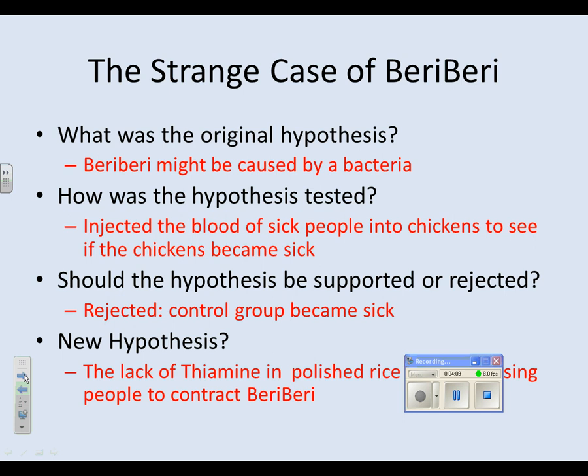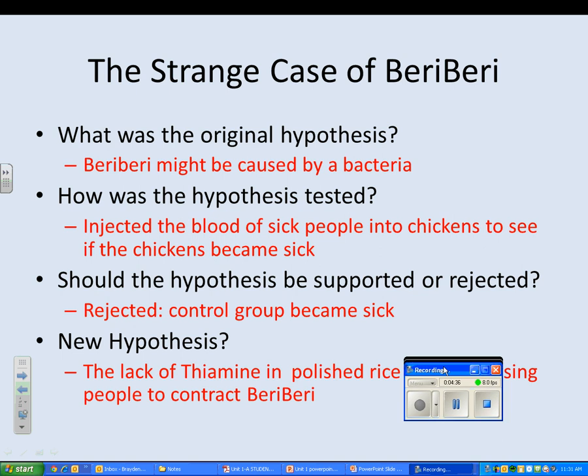Anyways, how was the hypothesis tested? You can read the very next sentence. They injected the blood of sick people into chickens to see if the chickens became sick. They did. Should the hypothesis be supported or rejected? Obviously, it should be rejected. The control group should always be control. If something happens to the control group and the test group, something there is going on that we're not seeing. So it should be rejected because our control group became sick. We'll talk more about that control group in another video.